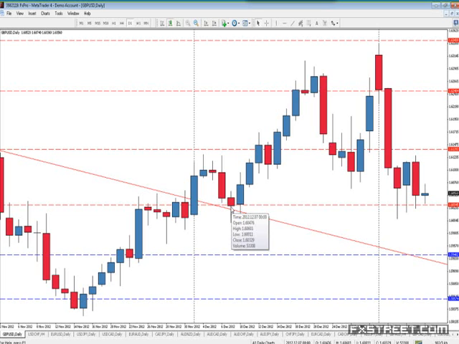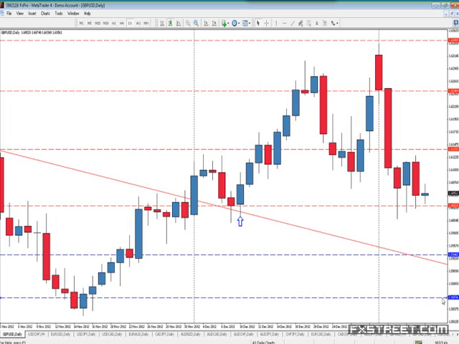So if it can close below 1.6032, that would be great. That would be really good. That would be a good sign for the pound falling all the way down to 1.5940 and possibly 1.5860. Hopefully that helps.